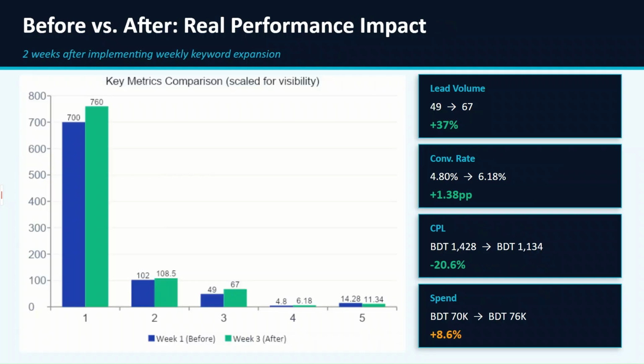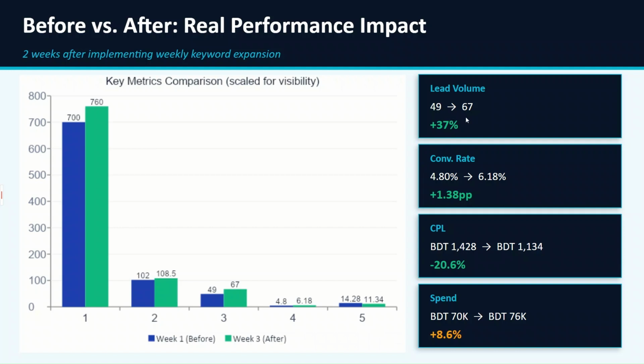Now let me show you what actually happens when you follow this weekly keyword expansion process. In here, look at the numbers on screen. Week 1, before keyword expansion, the account spends 70,000 BDT and got 49 in here.